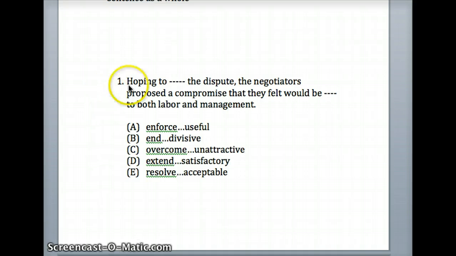We're going to start by reading the sentence as a whole, trying to fill in the blanks with a word that I already know. I'm not even bothering to look at my answer choices yet. So, hoping to blank the dispute, the negotiators proposed a compromise that they felt would be blank to both labor and management. So I'm thinking, hoping to end the dispute, the negotiators proposed a compromise that they felt would be fair to both labor and management.